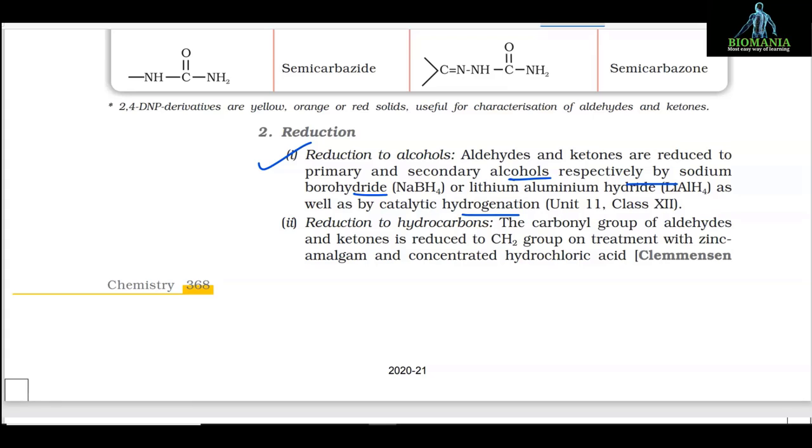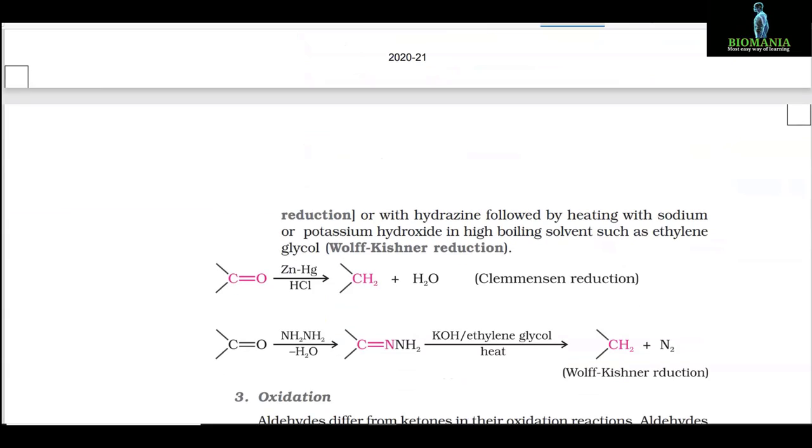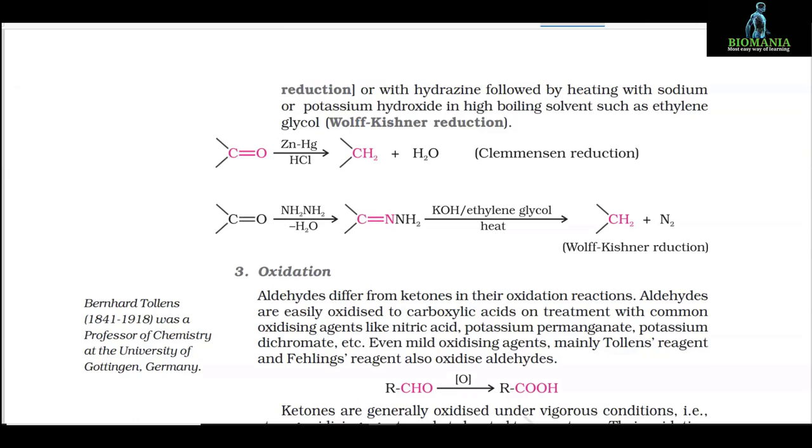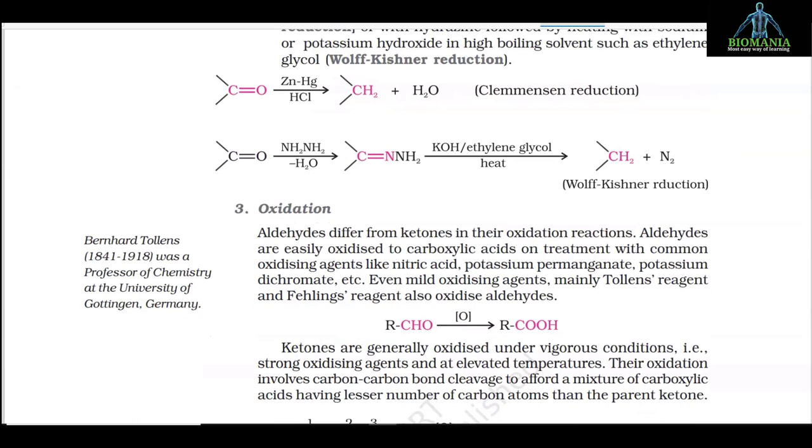Reduction to hydrocarbons. The carbonyl group of aldehydes and ketones is reduced to a CH2 group on treatment with zinc amalgam and concentrated hydrochloric acid, that is Clemmensen reduction, or with hydrazine followed by heating with sodium or potassium hydroxide in a high-boiling solvent such as ethylene glycol, that is Wolff-Kishner reduction. Here you can see the Clemmensen reduction and the next, the Wolff-Kishner reduction.